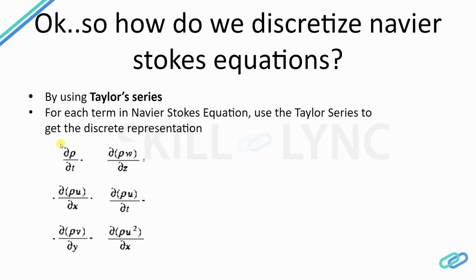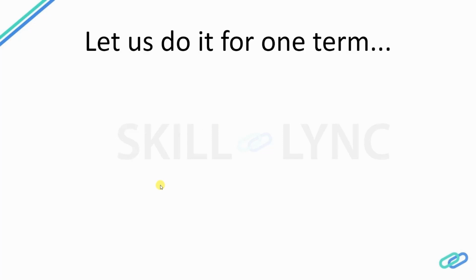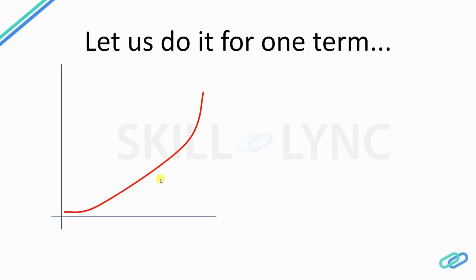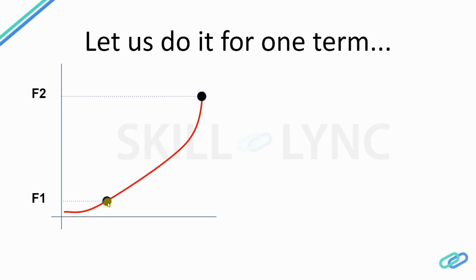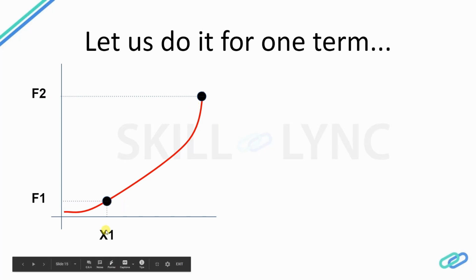Now if you think about it, your Navier-Stokes equation consists of terms such as d rho by dt, d by dx of rho u, d by dz of rho w, and so on. So if we are able to write algebraic approximations for each of these terms, then we will be getting our set of linear equations. So let's do it for one term. Let's assume that we have a function, right? This red line represents a function with respect to x. These are 2 points of interest where the value of the function is f1, and here the value of function is f2. The x location at which the function value is f1 is called x1, and similarly at x2 the function value is f2.